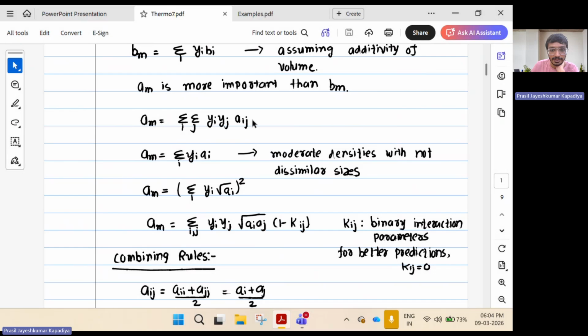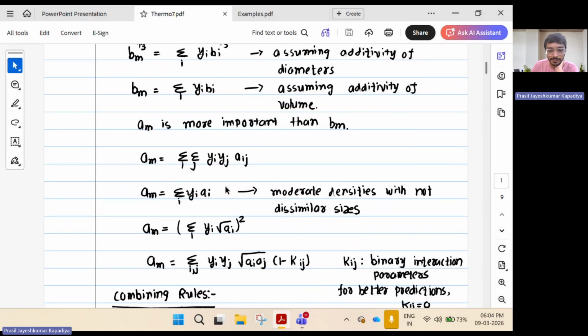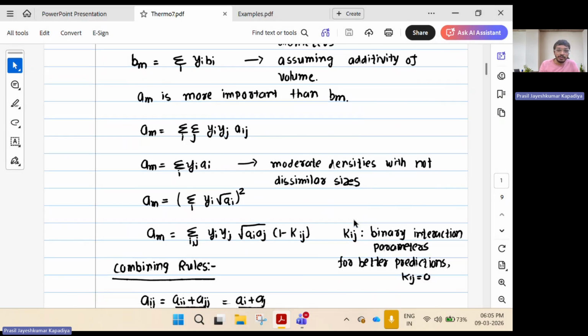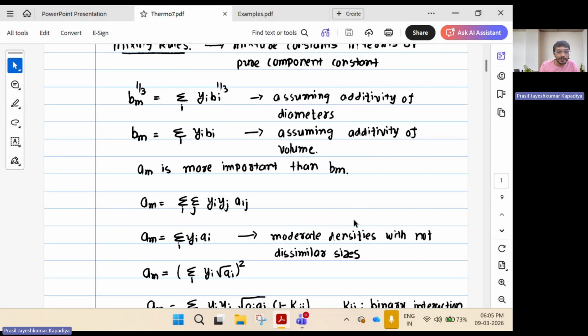Then for this geometric mean, the square root of a_i a_j, it is found in the literature that a_m is not always accurate, but if you add a (1 − k_ij) term, that is the binary interaction parameter, it gives better predictions. This k_ij is nothing but the binary interaction parameter, and it can be 0, but k_ij can't be equal to 1. It should always be less than 1, and only then will this a_m follow the equation. So there are two ways to find a_m and b_m, which are very important.